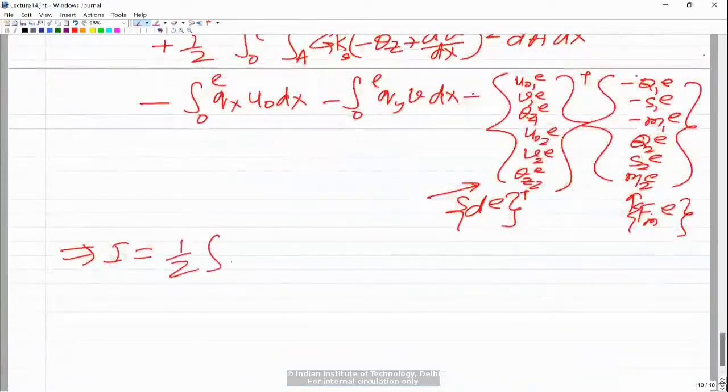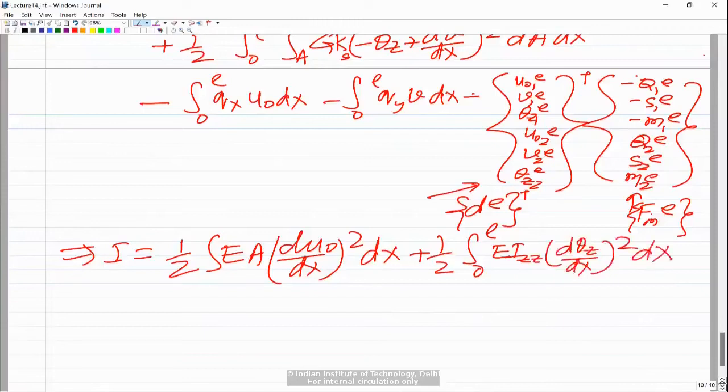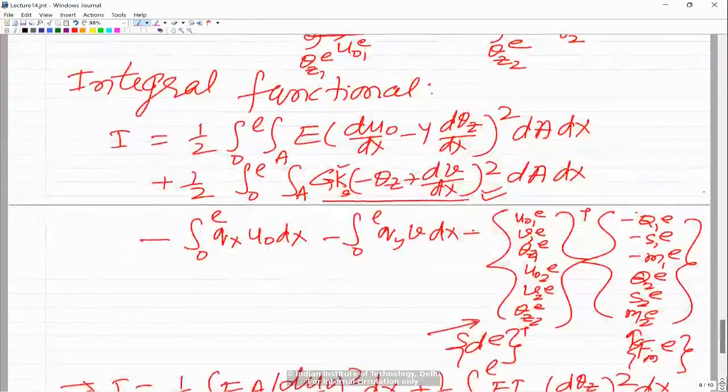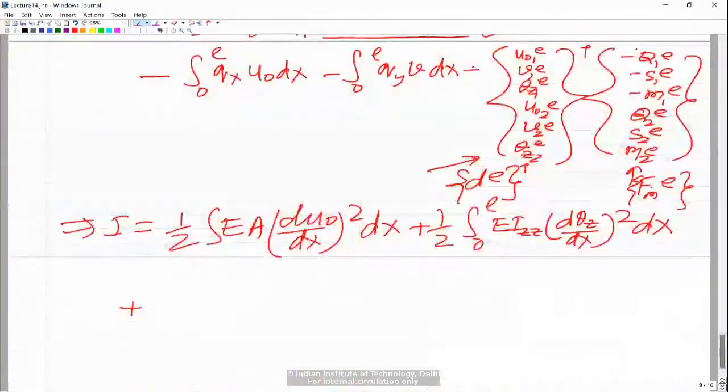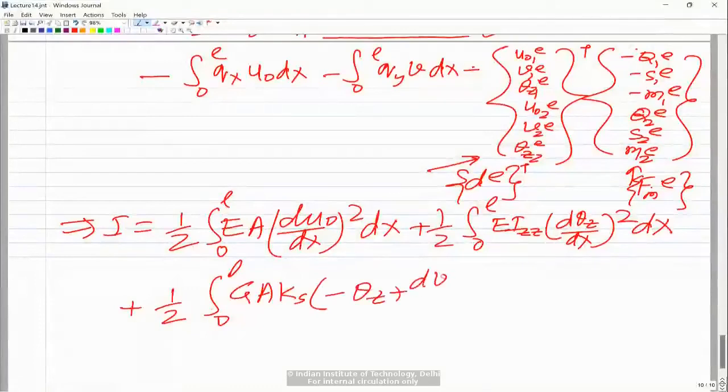So we will have half, and the cross sectional integration over area will give you the cross sectional area, so EA, and then we have du naught by dx whole square dx. The second term of that square, when we open, integral 0 to L, we will have E times integral y square dA. Y square dA we have already defined is IZZ, the second moment of area of the cross section. So d theta z by dx whole square dx. And then plus we will have the third term. That is simply the integration over the cross sectional area, because we are also introducing a constant factor, so everything is independent of the y coordinate. So a simple integral dA will give you the cross sectional area. So we will have half integration 0 to L, and you will have G into A into Ks, and we have minus theta z plus dv by dx whole square dx.